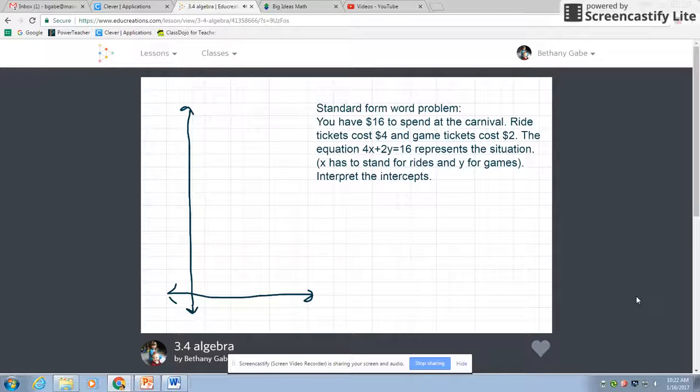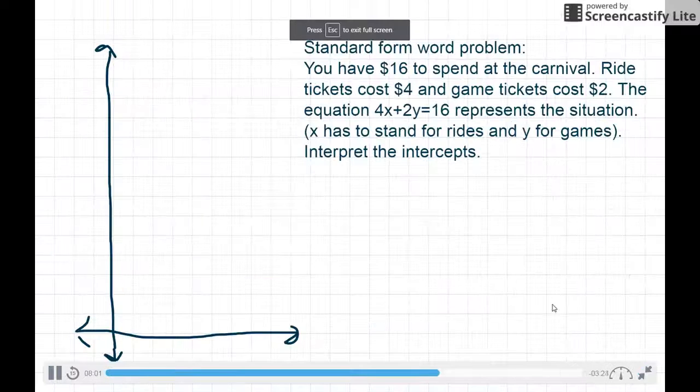$16 to spend at the carnival. Ride tickets are $4 and game tickets are $2. The equation 4x plus 2y equals 16 represents the situation.